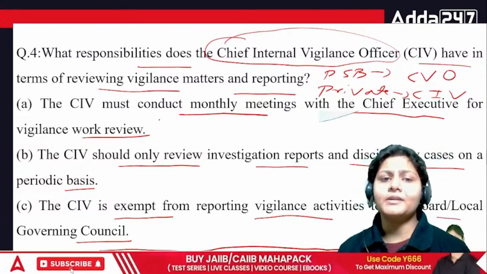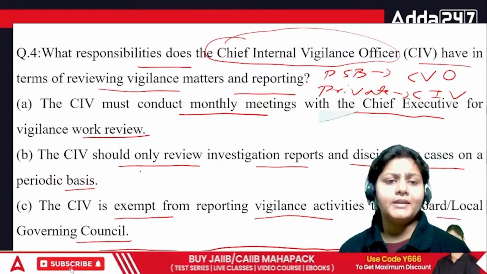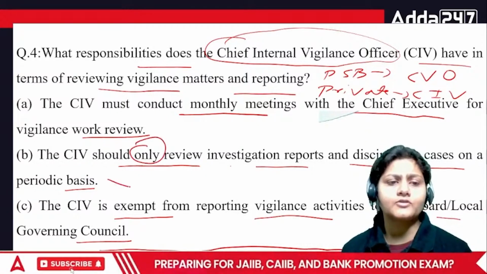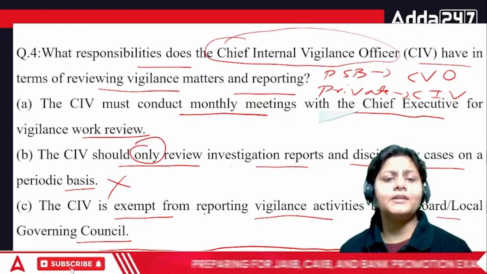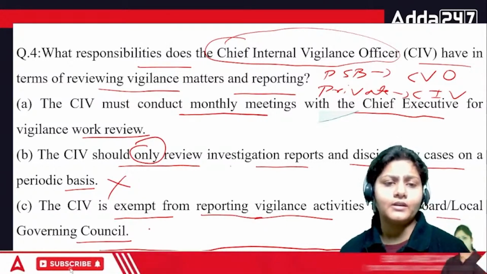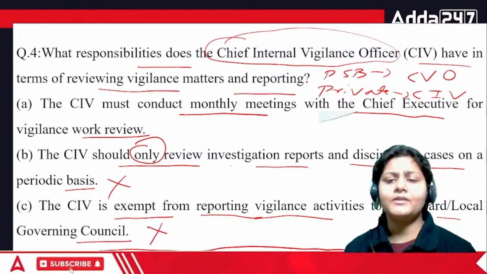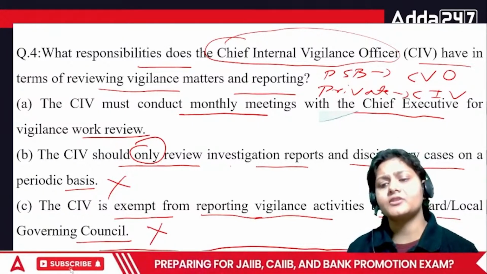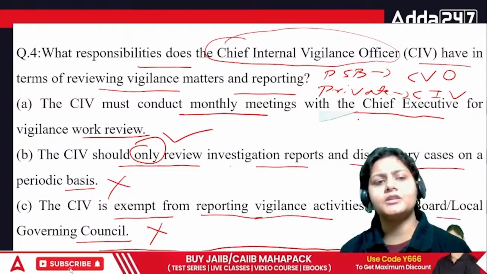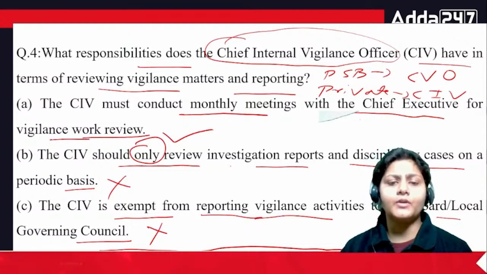Option A is the CIV must conduct the monthly meeting. B is should only review the investigation, so the word 'only' is being used, which is wrong actually. CIV is exempt from reporting the vigilance activity to the board or local governing council, which is wrong. CIV is not responsible for expediting action, which is completely wrong. So they have to conduct the monthly meeting with the chief executive for vigilance work review.